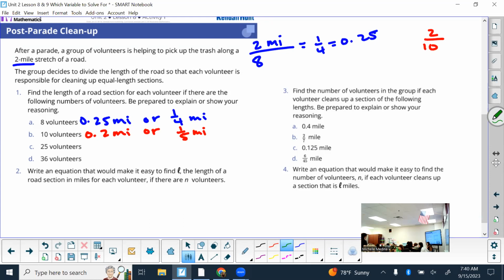All right, table 3, we'll come back to you for that one. Make sure you figure it out right now. Table 4, what about for 36 volunteers?